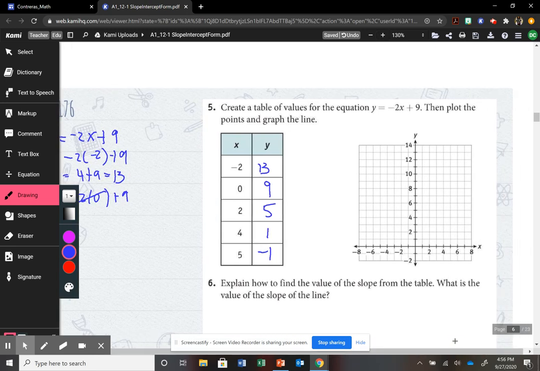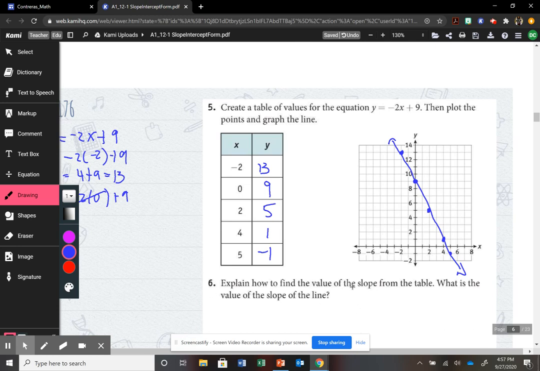Okay, so our first one is -2, 13, which is right here. 0, 9, 2, 5, 1, 4, 1, and 5, -1. So I'm going to try my best to do a straight line here. Okay, so that is our graph.